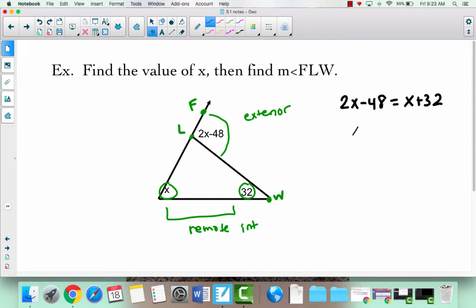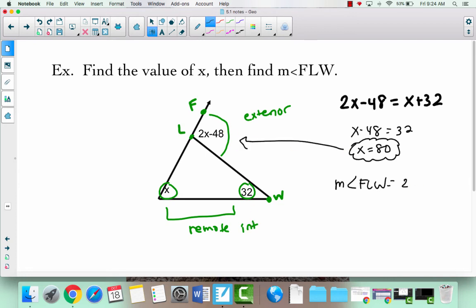I could subtract x over and then add 48 to the right side, and when I add those together I get 80. So that's my x. Okay. And then if I want to find the angle measure, so find the measure of angle FLW, I'd plug 80 back into the equation. So I'd have 2 times 80 minus 48. So 2 times 80 is 160. And if I subtract 48 from that, then I get that the angle is 112 degrees, and I'd be done.